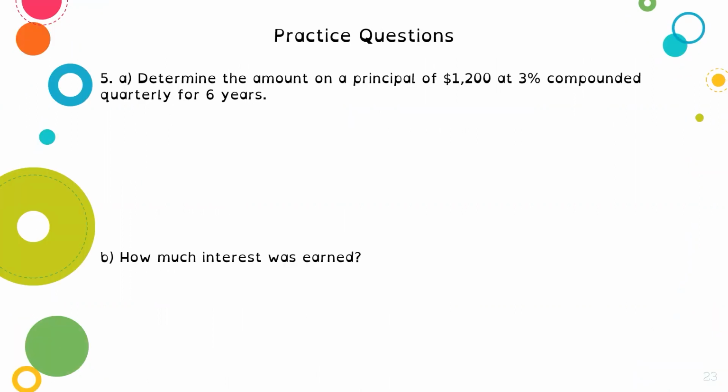All right, so let's do some of these questions. For number 5, part A, determine the amount on a principal of $1,200 at 3% compounded quarterly for 6 years. Because it says compounded quarterly, we know that we're going to be doing our compounding questions. So A equals P times (1 plus R over N) to the NT. And remember, you now know for certain that you're going to have access to all of your notes, so you don't have to memorize these formulas. You need to be able to interpret them and use them properly.